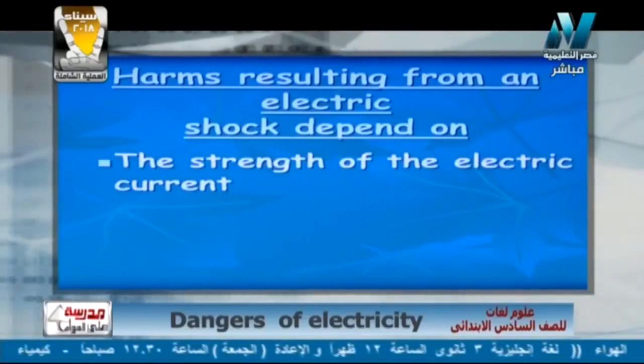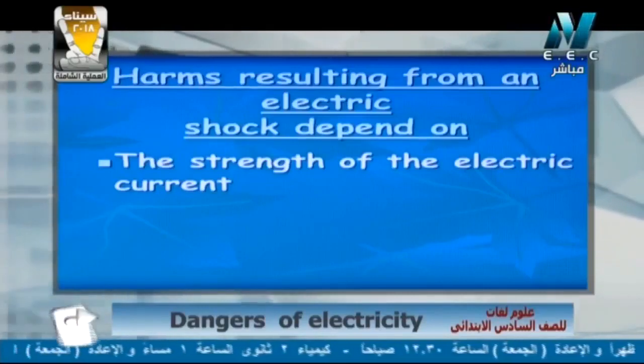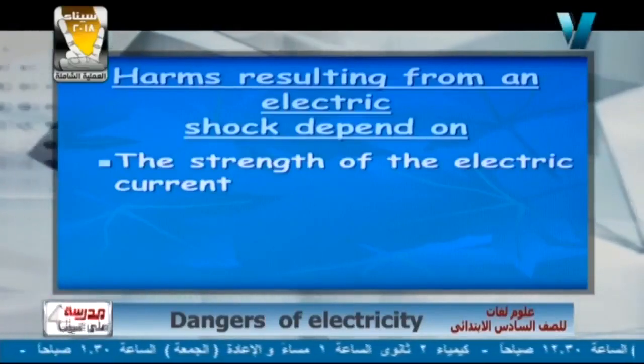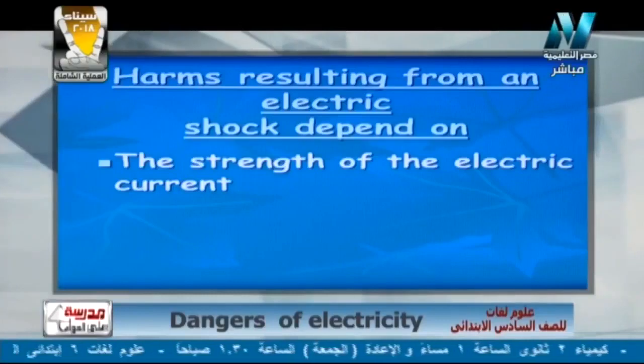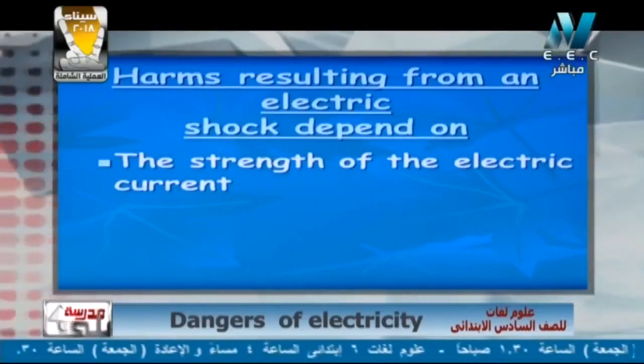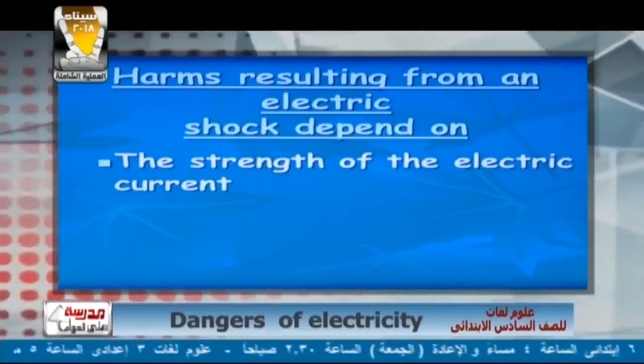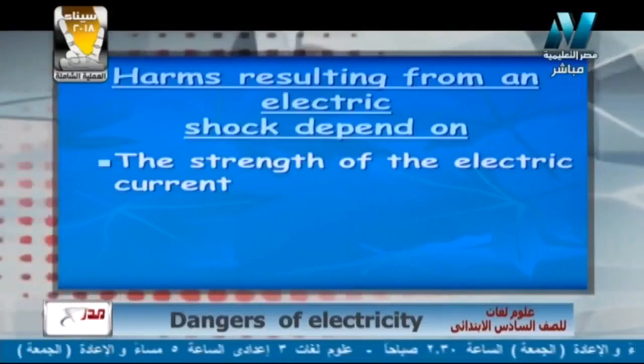التيار الكهربي اللي كهربني ده أو اللي دخل جسمي، هل هو قوي قوي يقدر يموت ولا ضعيف بس مجرد إنه يرعشني شوية كده ويزغزغني زي ما بنحس بيها في بعض الحالات. طبعا strength is very important factor that affect on the harms of the electric shock. يبقى السترينث حاجة مهمة جدا، قوة التيار الكهربي شيء مهم جدا.